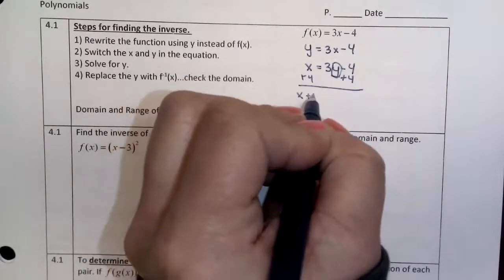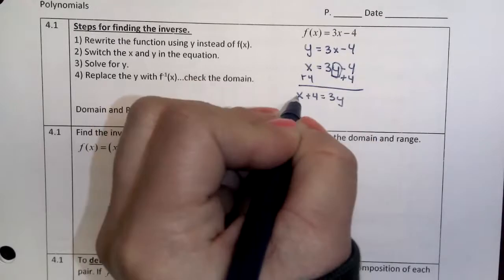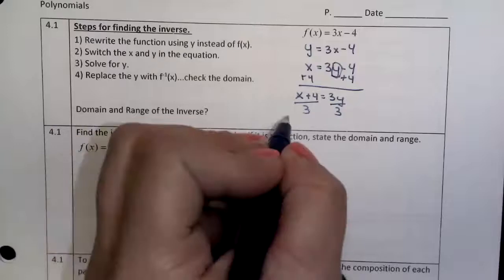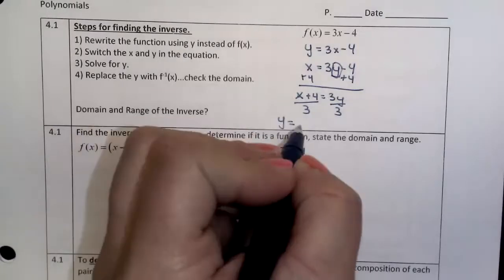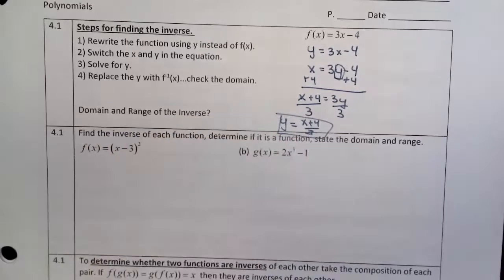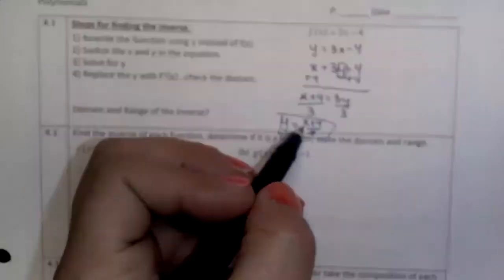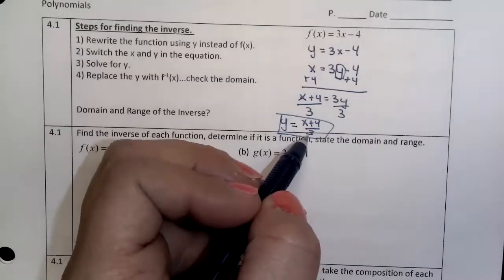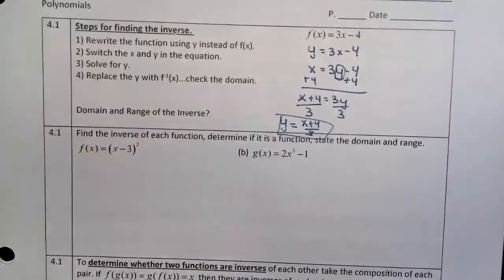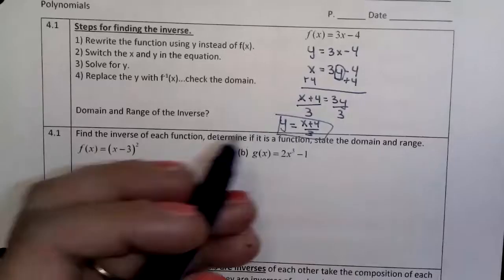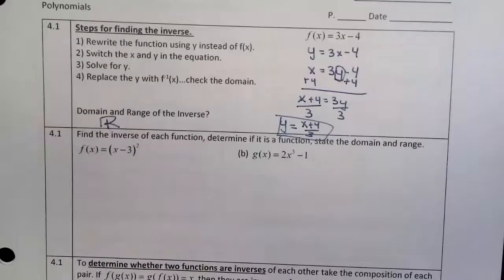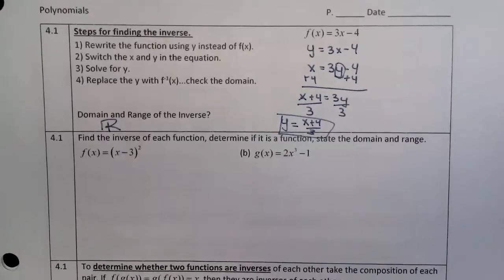I have x plus 4 equals 3y. And now I have to divide both sides by 3. So my final answer then is y equals x plus 4 over 3. And from there, I can find the domain and range of this. So you can look at graphing it. You can see that it's just got an x here, so it's linear, and we're going to start talking more about that in domains and ranges of linear functions here soon. Or you can plug some values in. But the domain and the range are all real numbers for this graph.